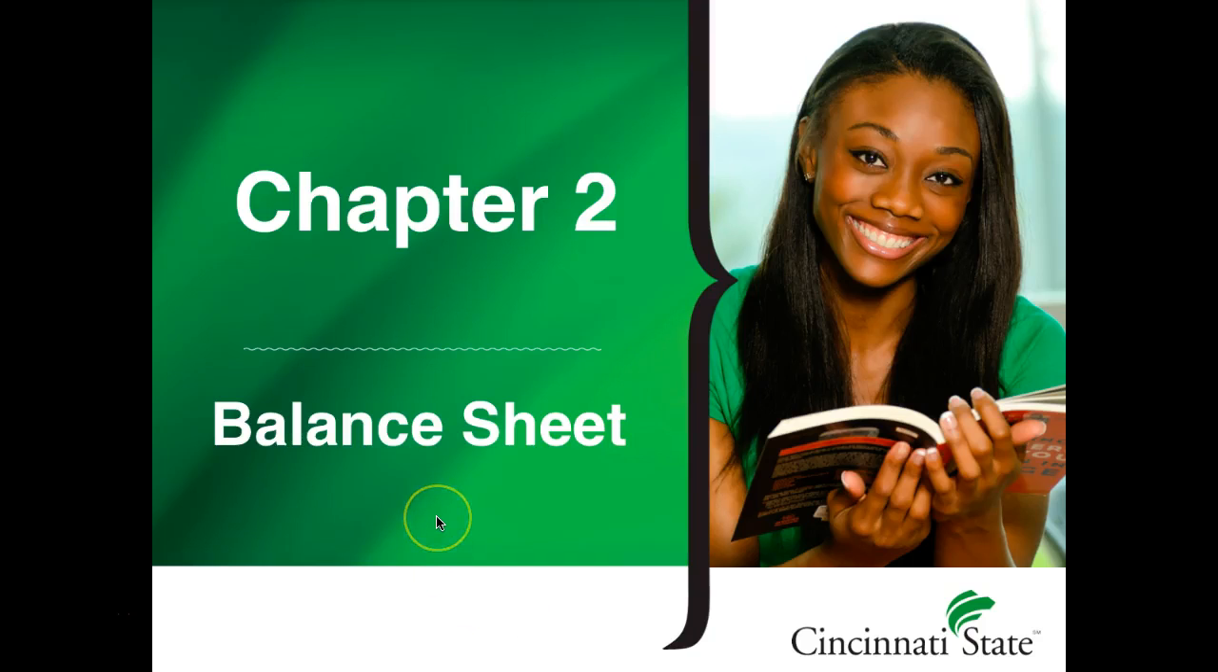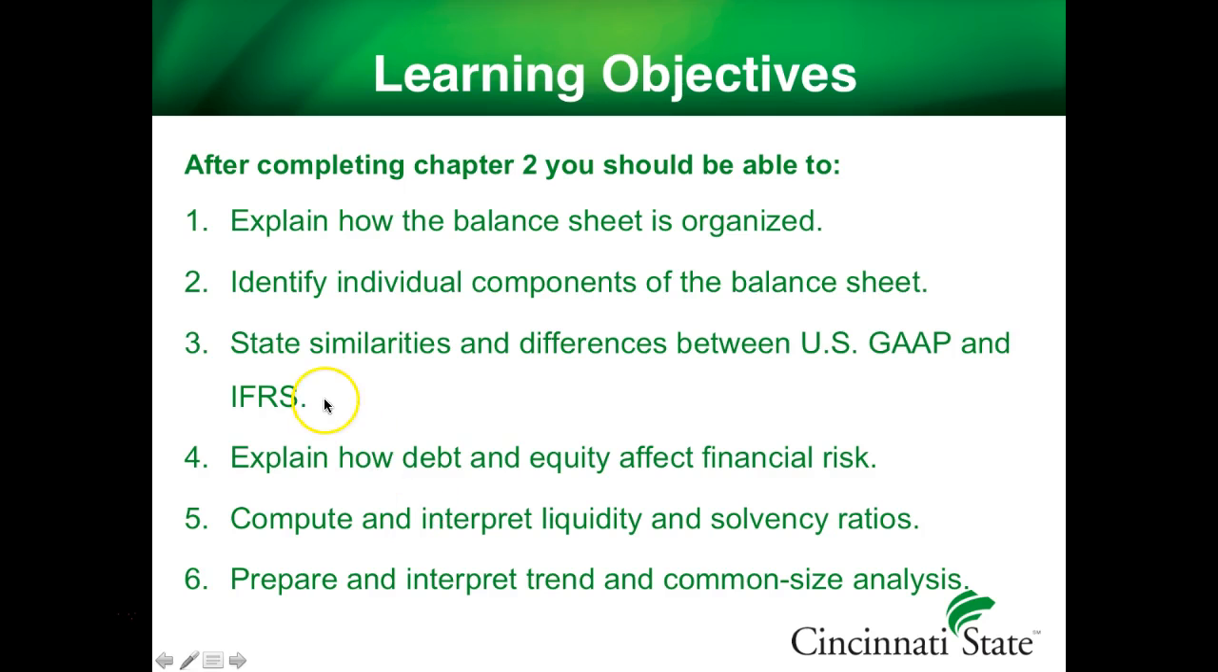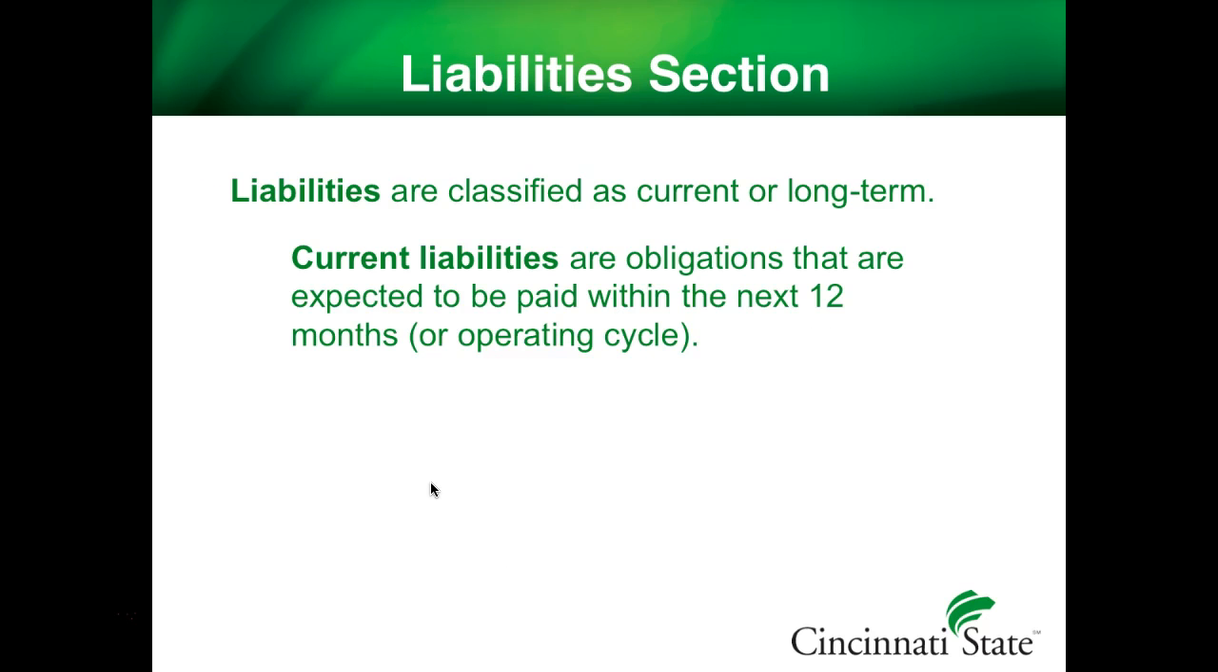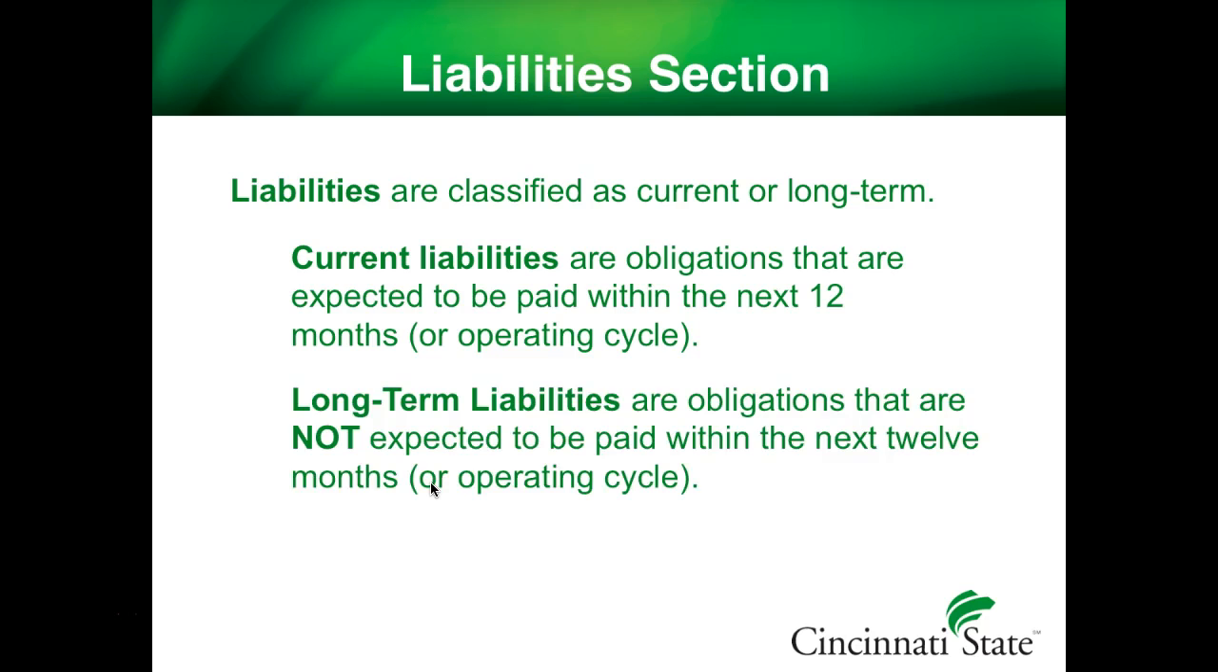In this video, we will discuss the liabilities and the equity section of the balance sheet, IFRS, and various ratios. Liabilities are classified as current or long-term. Current liabilities are obligations that are expected to be paid within the next 12 months or the operating cycle, whichever is longer. Long-term liabilities are obligations that are not expected to be paid within the next 12 months or the operating cycle, but in the more distant future.